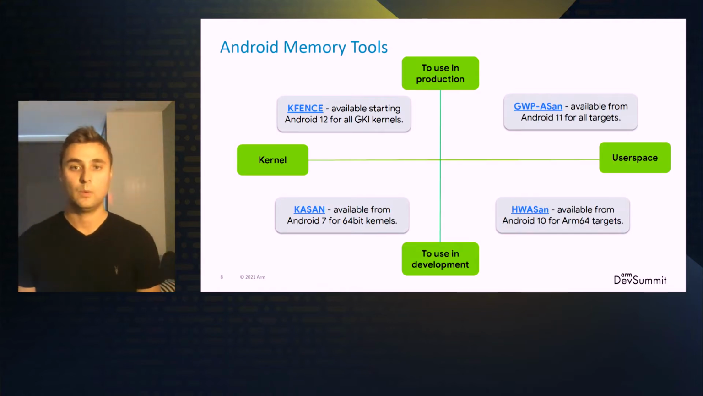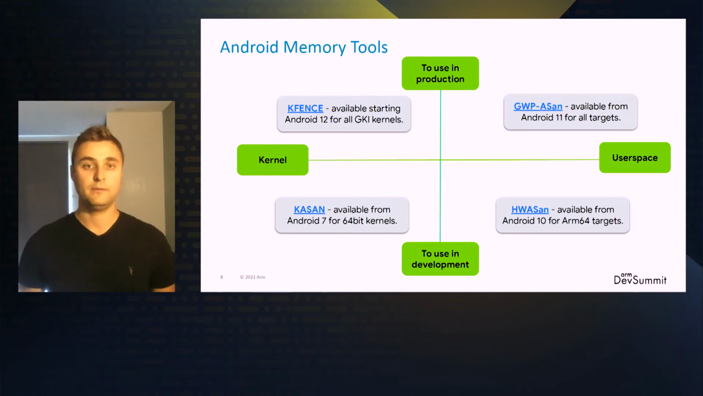So over the years, we developed a set of tools that span between kernel and user space, and that could be used in development and production. I'll start with KASAN, which is our tool for the kernel development. This has been introduced in Android 7 and is applicable to all 64-bit kernels. KASAN helps developers detect memory safety bugs in the kernel codebase by requiring a recompilation and introducing augmented code that could detect when a memory safety bug is triggered.